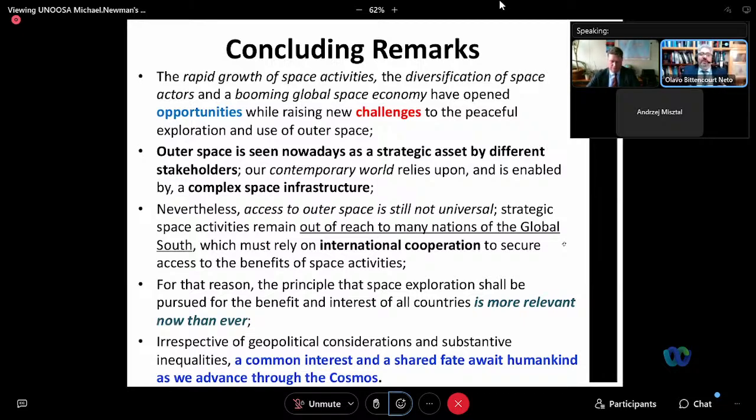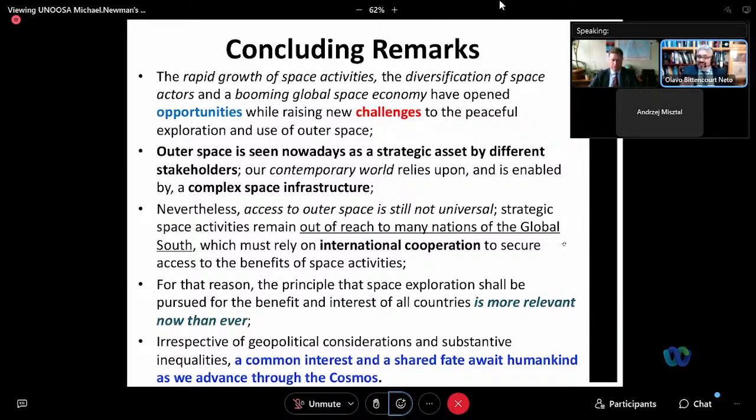But in our dynamic international environment, priorities may collide, as they often do. Therefore, we must build trust and channels of communication between different space actors. Additionally, I consider it important to acknowledge the fact that access to outer space is still not universal. Strategic space activities remain out of reach to many nations of the global south, which must rely on international cooperation to secure access to the benefits of space activities.